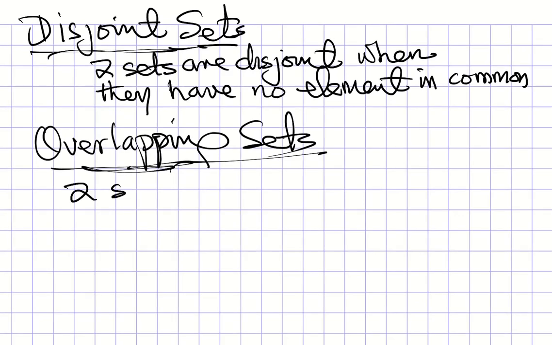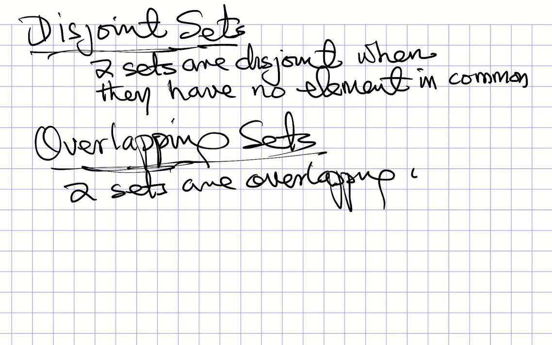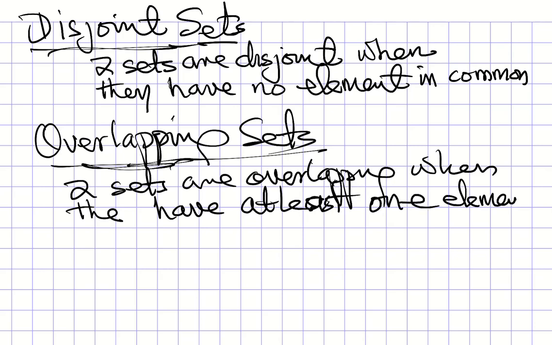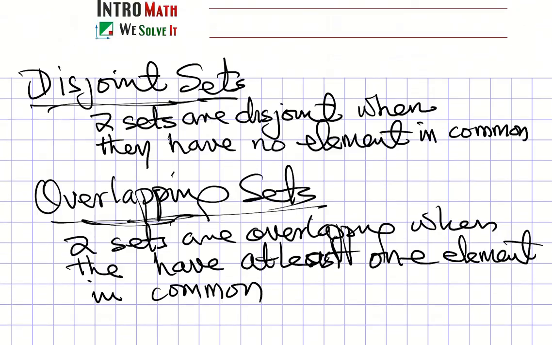Two sets are overlapping when they have at least one element in common. I think overlapping sets are the opposite of disjoint sets, right? Remember the example we did earlier?